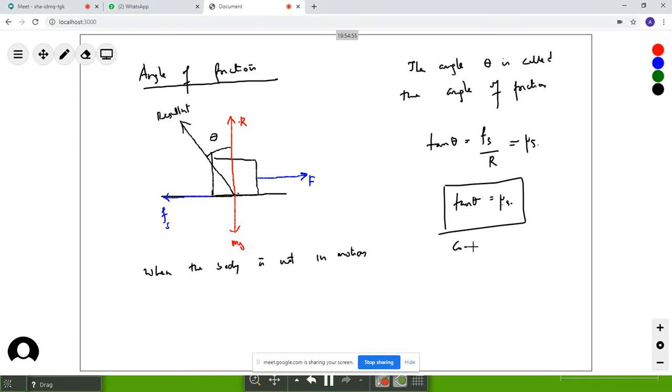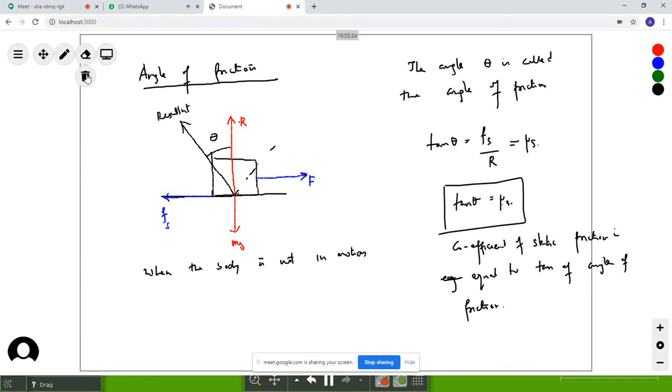So the coefficient of static friction is equal to tan of the angle of friction. Clear? So one thing to highlight from here, one thing to remember, you cannot ever forget this: you cannot draw the resultant this side in case of mu s.